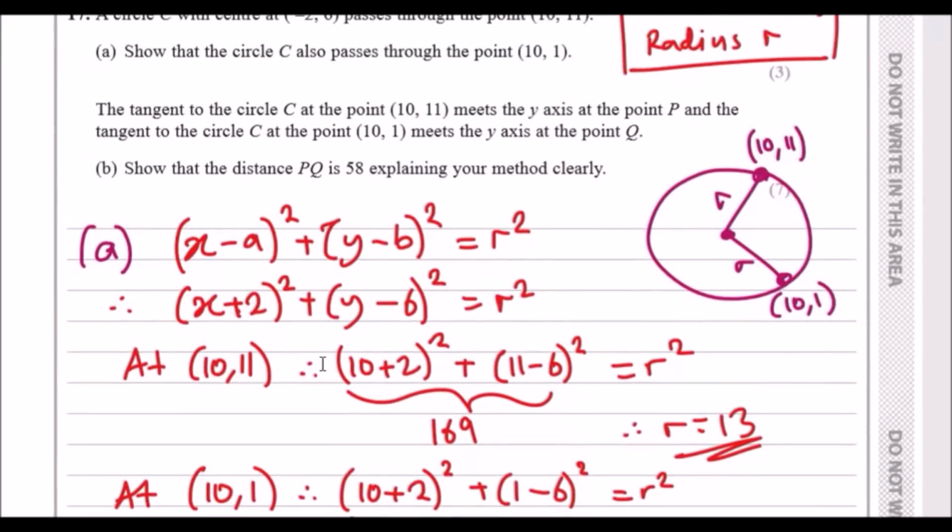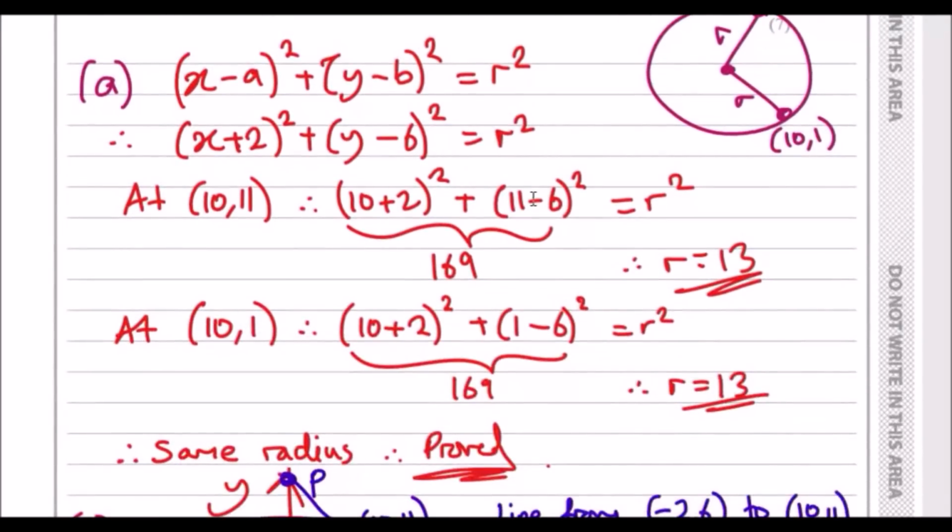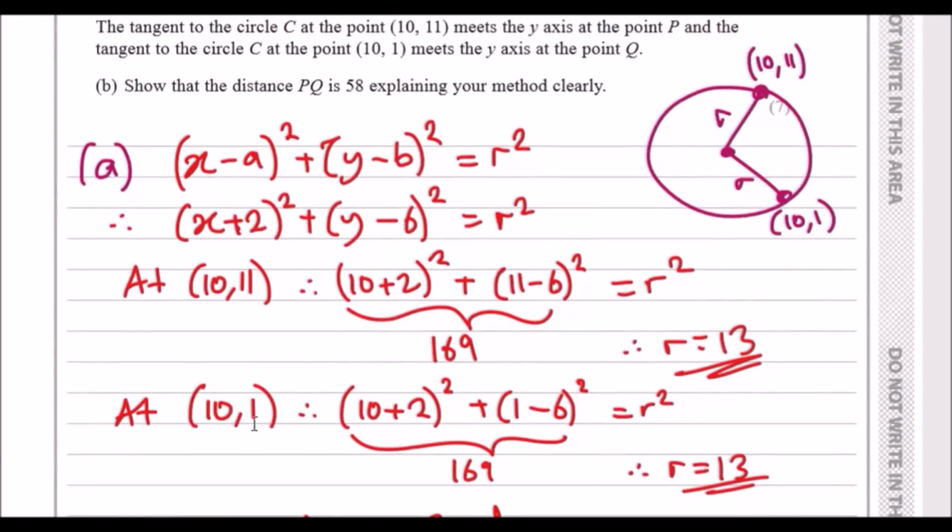So when x is 10 and y is 11, you just substitute into the equation and you get 169, which must equal r squared. So therefore, square rooting this will give us a radius of 13. And now we do the same with the point (10, 1). So at (10, 1), we replace x with 10 and y with 1, just like you did above. And again, you get 169.